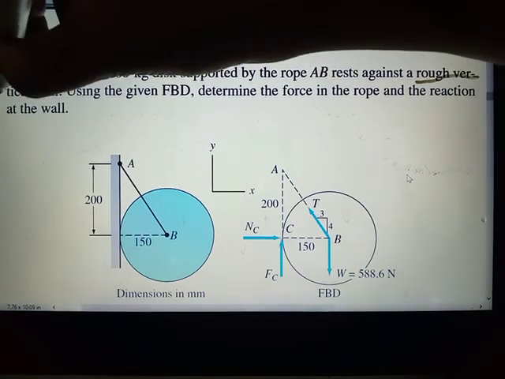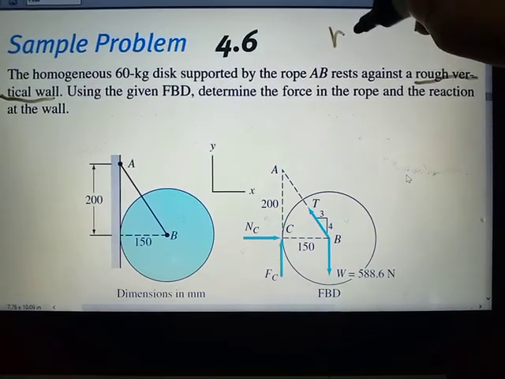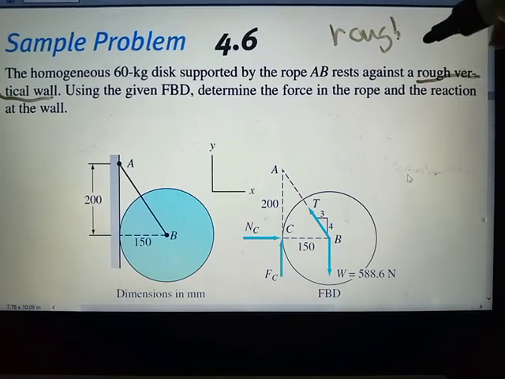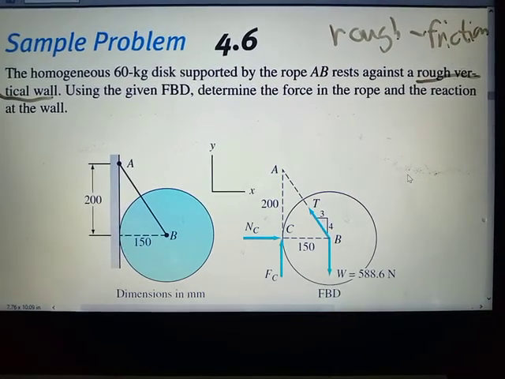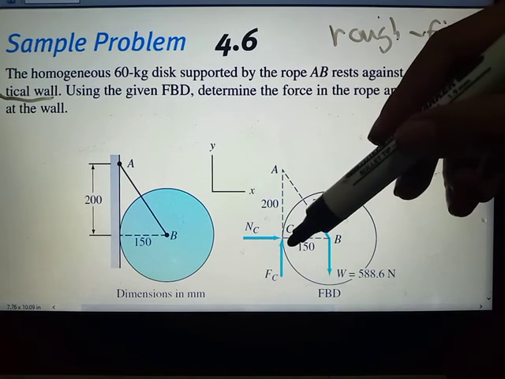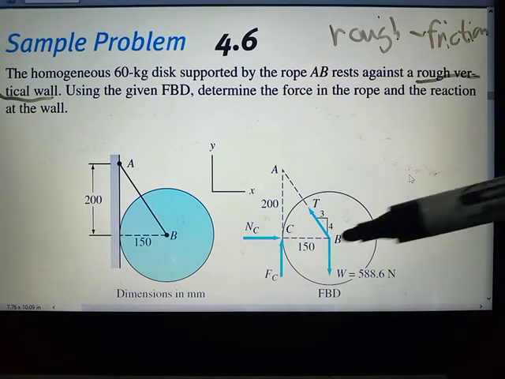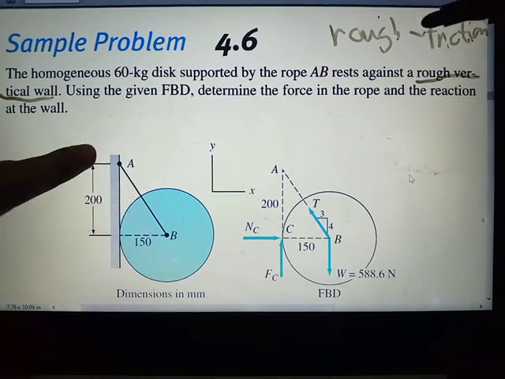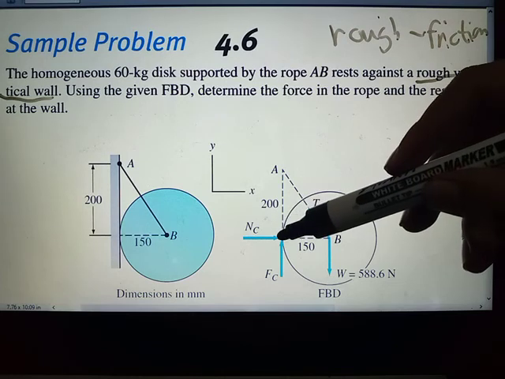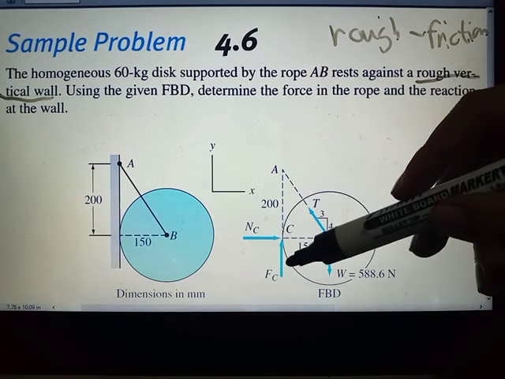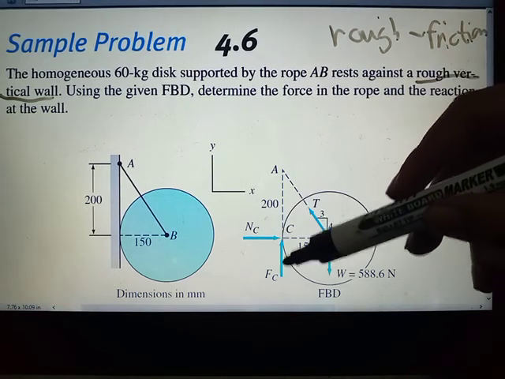Okay, rough vertical wall. When we say rough, there is friction on that wall. So that's why, as you can see, you have FC and NC here, because this is the vertical wall. Perpendicular to that is the normal force NC and parallel to that is the force FC.